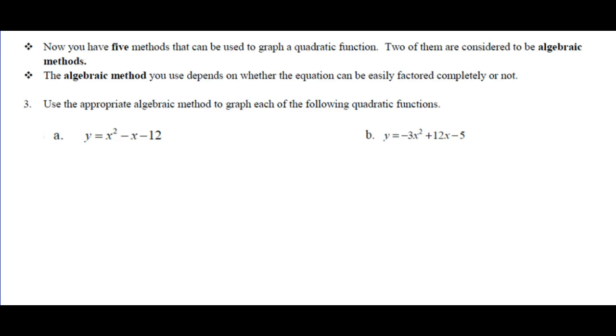Okay, now you have 5 methods that can be used to graph a quadratic function. 2 of them are considered to be algebraic, right? So you see the word algebraic, you have to use one of the 2 algebraic methods. The algebraic method used depends on whether the equation can be easily factored completely or not. This can be easily factored, right? Which means you've got the zeros. I got the zeros, I go halfway in between them. That's the x-coordinate, and so on, right? And this one cannot be easily factored. So we're going to do partial factoring. So let's do these two.